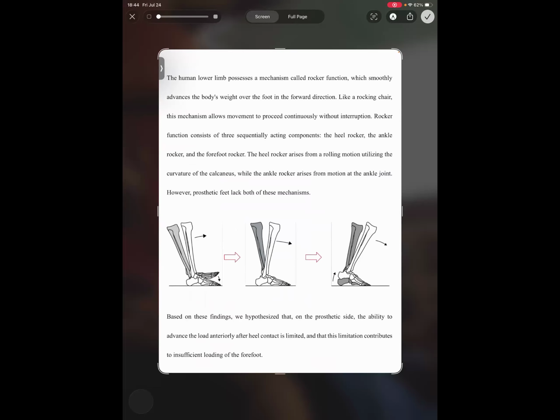Based on these findings, we hypothesize that on the prosthetic side, the ability to advance load anteriorly.